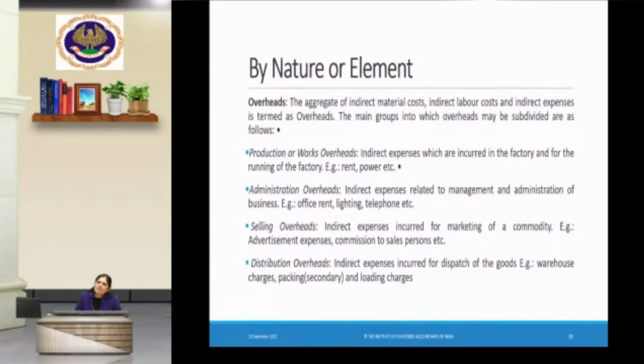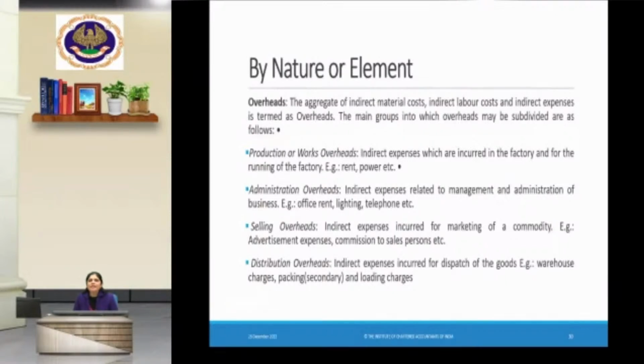So overhead is another meaning for indirect. Distribution is anything related to dispatch or logistics of the goods. Logistics means the transportation of the goods for sale and everything from warehouses, packing, loading, unloading. They are called distribution. So overheads are classified into production, indirect, factory.